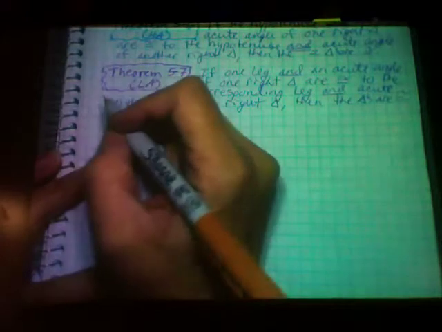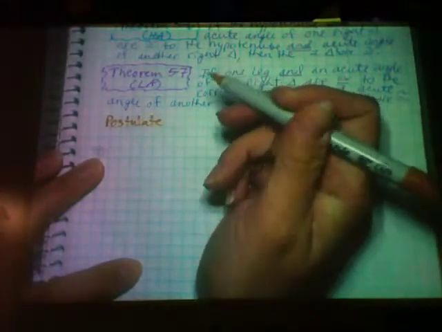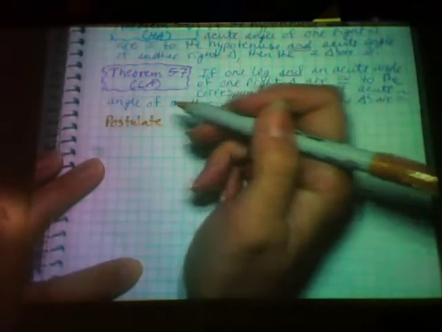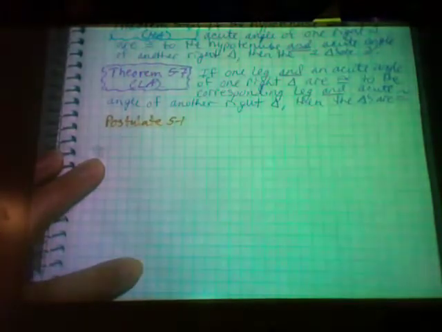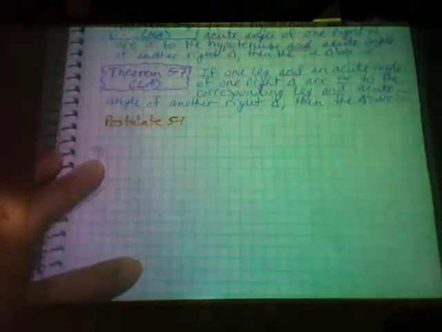HL, right? So this one happens to be a postulate only because postulates are non-proven theorems. It's not that they didn't feel like proving it. Well, it's not that it can't be proven. They didn't feel like proving it. Put it that way. We could put it in a theorem, but they just didn't. I think they got tired. But this is lovingly referred to as HL. H meaning hypotenuse, L, leg.